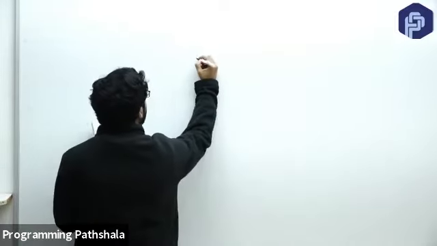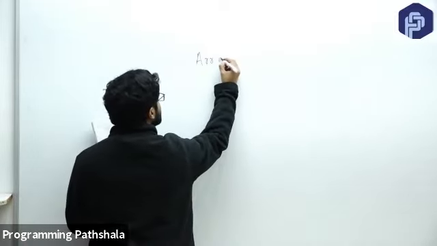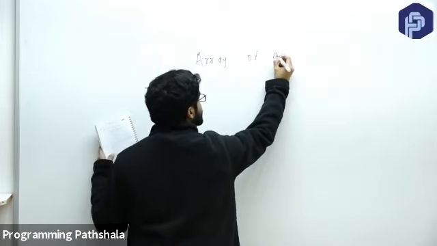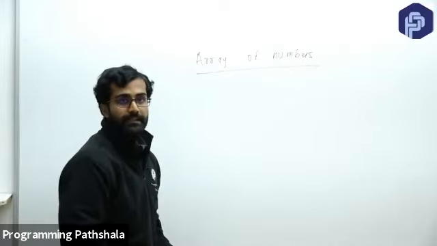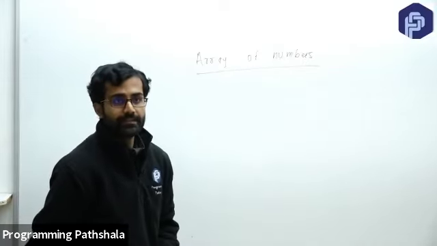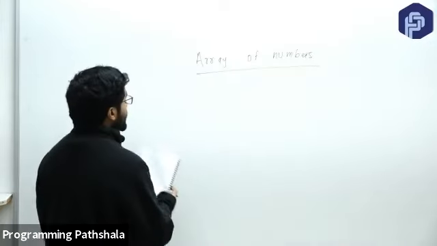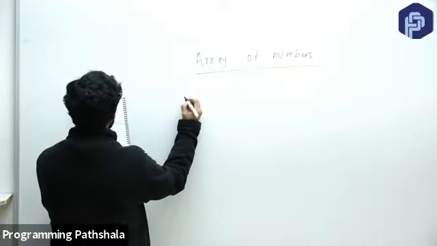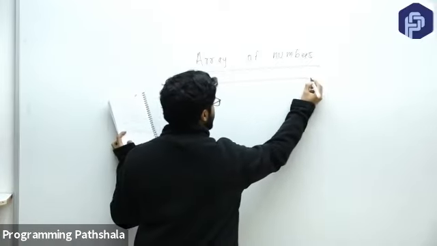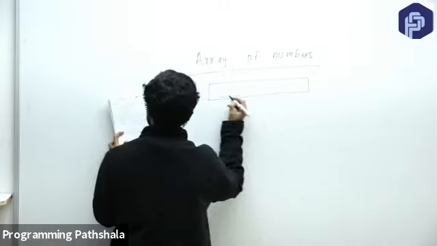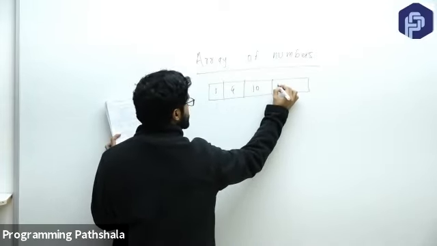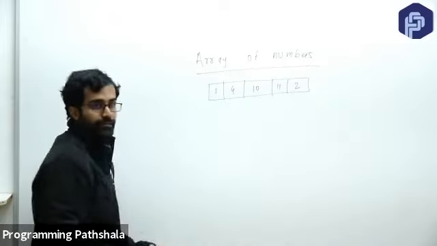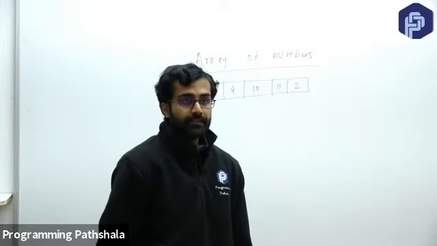So let me ask you one simple question. Let's say I have an array of numbers. Let's say the array contains a few numbers like these: 1, 4, 10, 11, and then 2. Let's say these are the numbers.